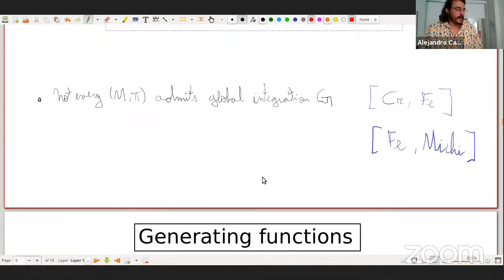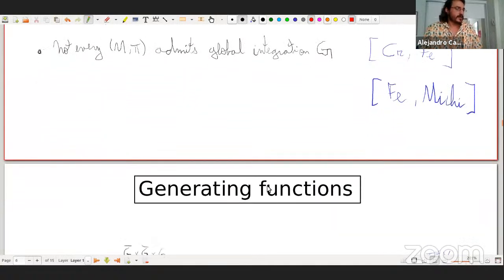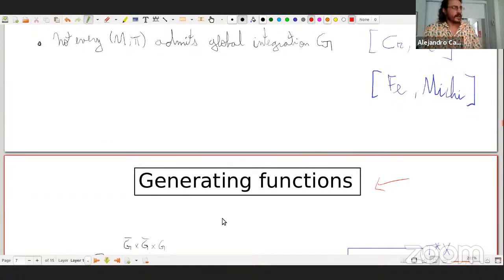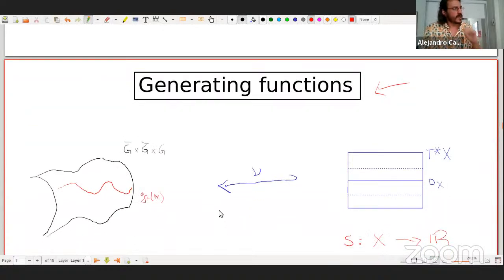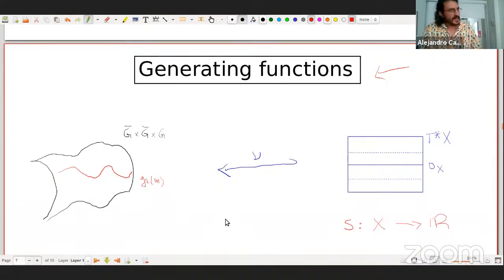So now the final ingredient is the true, let's say, new focus of this talk: generating functions. So what is the idea here? The idea is borrowed from symplectic geometry. Remember that in our groupoid, the graph of multiplication was a Lagrangian relation. So there is a Lagrangian submanifold here. And the idea is to try to encode this Lagrangian with a function, so that it's an exact Lagrangian.